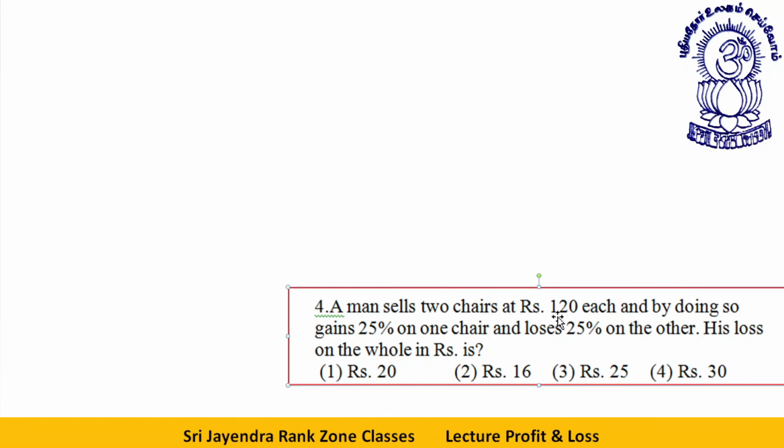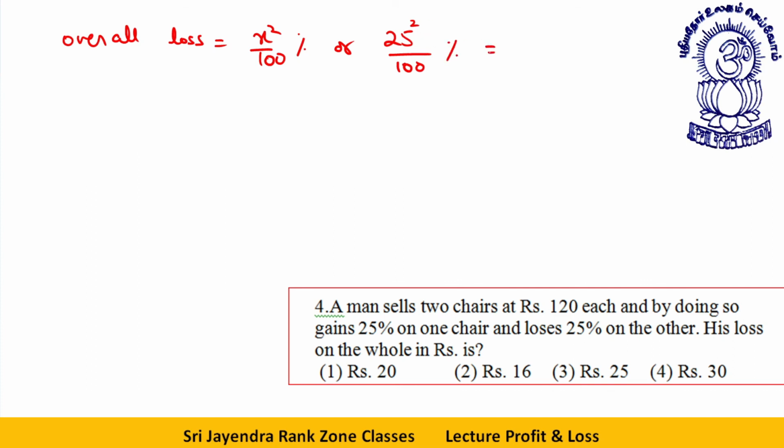A man sells two chairs for rupees 120 each, and by doing so gains 25% on one and incurs 25% loss on the other. His loss on the whole transaction is? First of all, overall loss is equal to x square by 100%, or I can say 25 square by 100%. That is 6.25%. This can also be written as 6.25 divided by 100, or you can say 1 by 16. This is the loss.